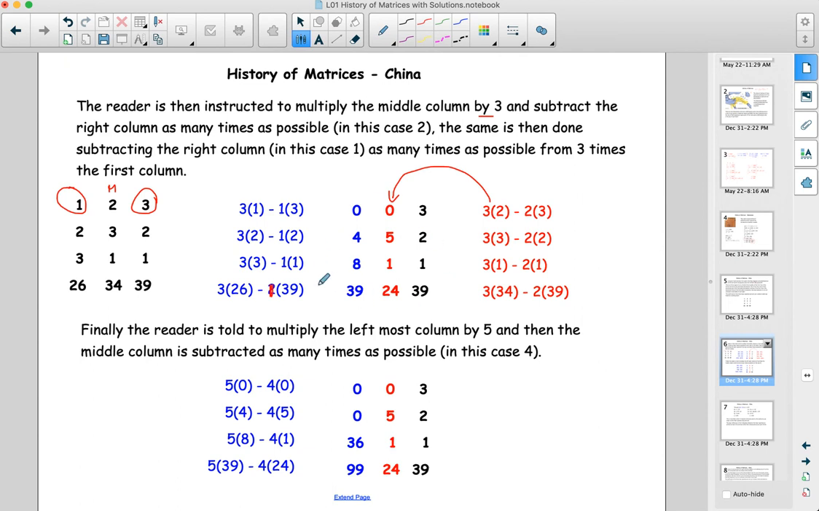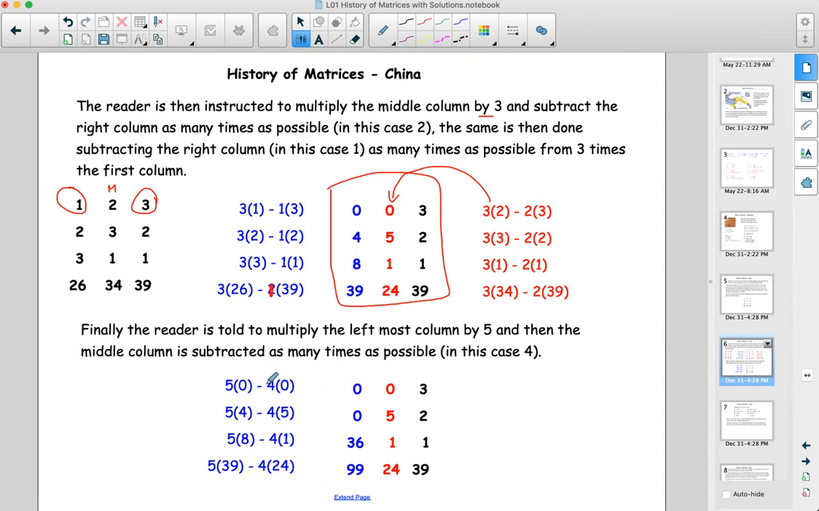And then you're told to take this new matrix and multiply the leftmost column by 5 and the middle column by 4, because we're going to subtract it as many times as we can. So multiply this by 5 and this by 4. That will introduce a 0 here. And so that's where all of these numbers came from.